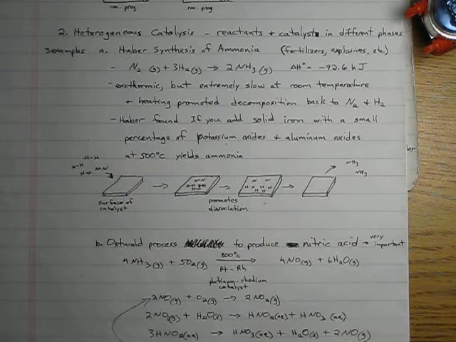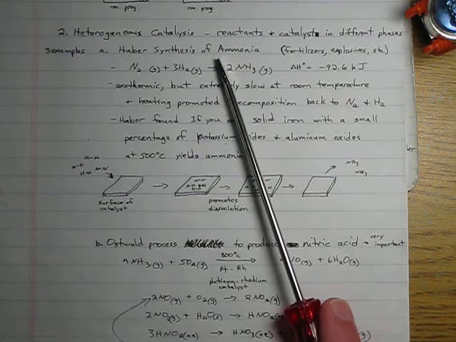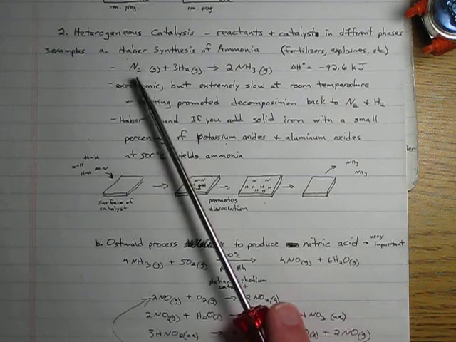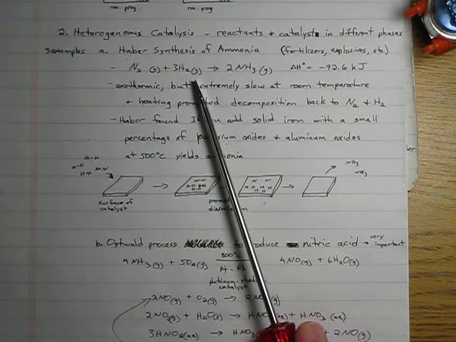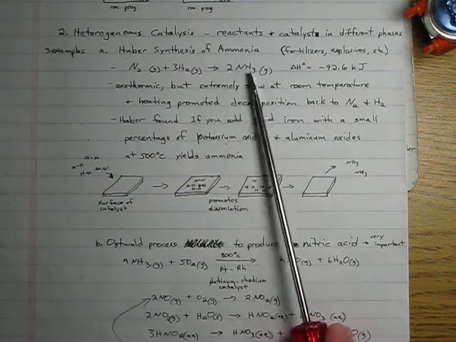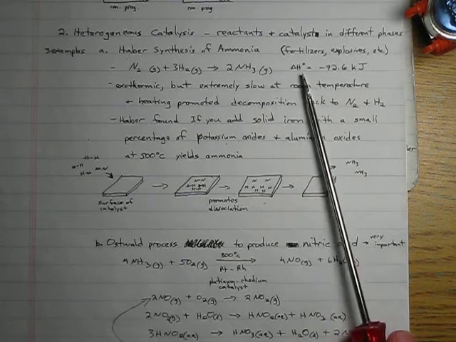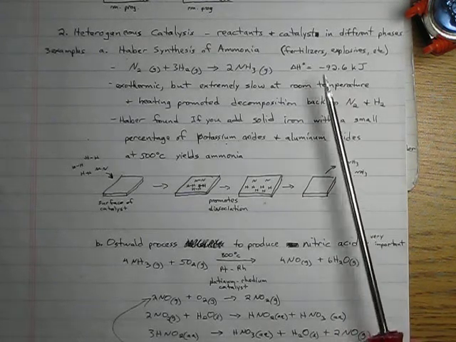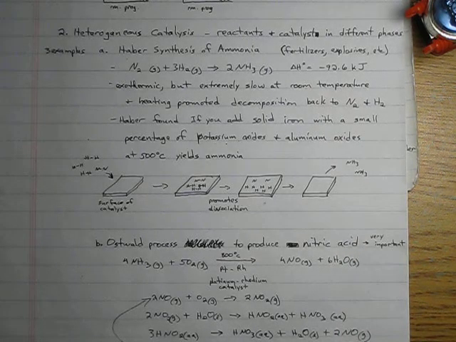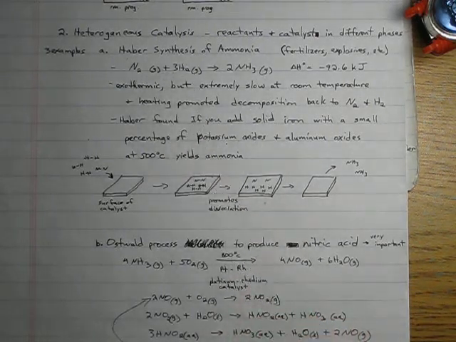But here's an example, the Haber synthesis of ammonia, where the reactants are in the gas phase. If you take N2 gas plus 3H2 gas, they will react to form 2NH3 gas. And for this reaction, delta H, the enthalpy or heat of the reaction, is negative 92.6 kilojoules, which means it is exothermic. Ammonia is more stable than N2 and H2. So you would think this reaction would go nicely.